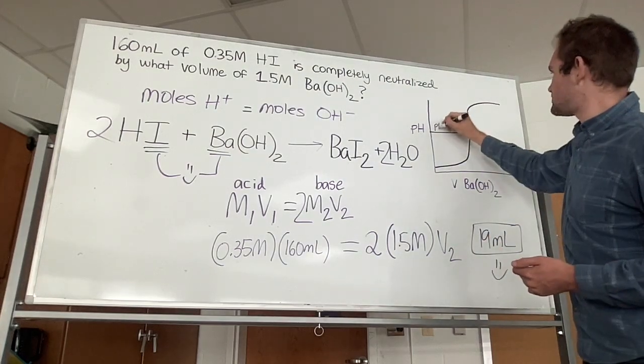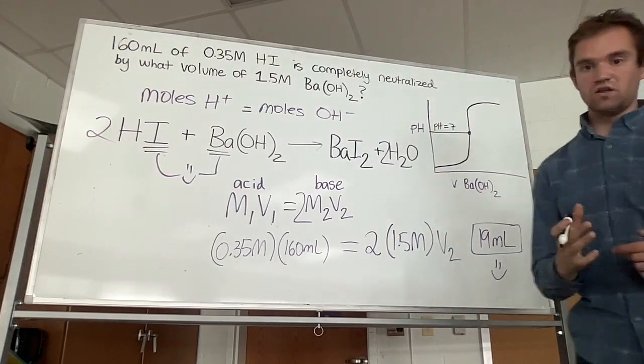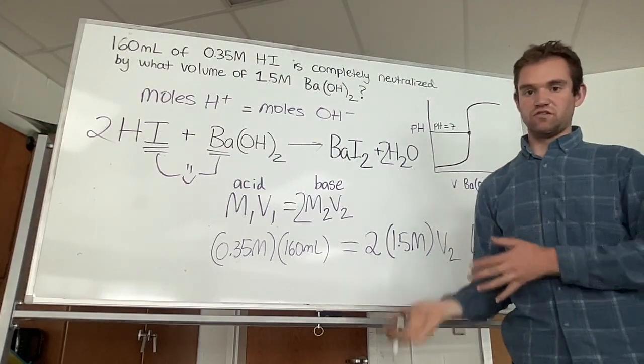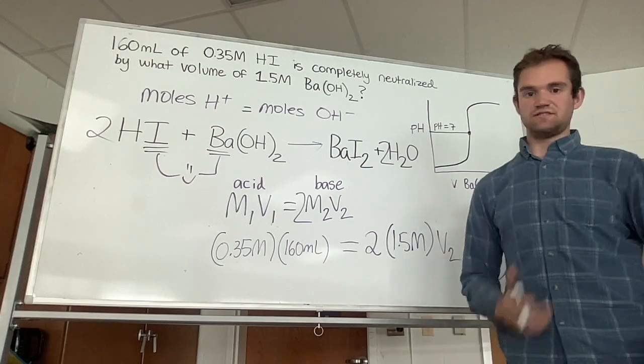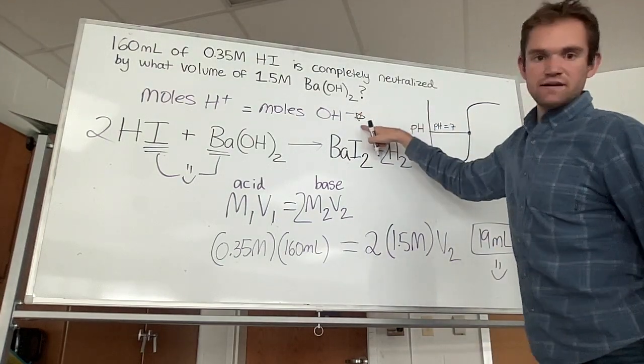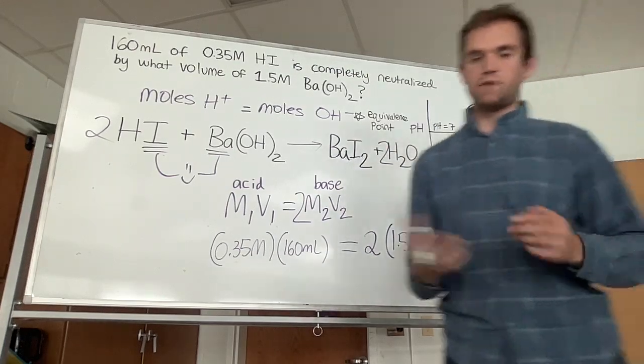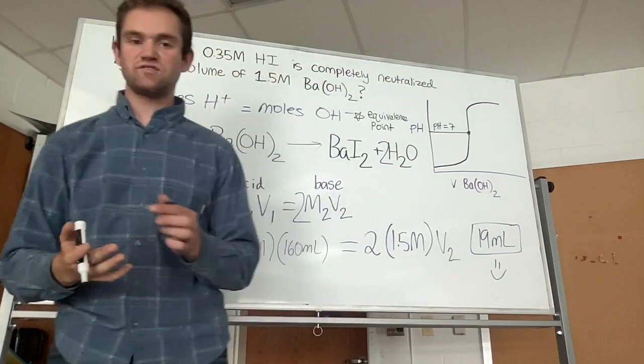So this pH here equals 7 when the moles of acid equal the moles of base. So the moles of H plus equal the moles of OH minus. This point right here is called the equivalence point. Now the equivalence point, you might think that's exactly when it changes color.